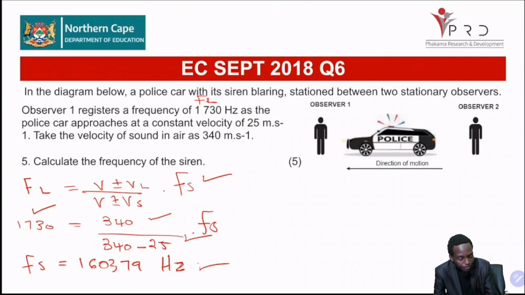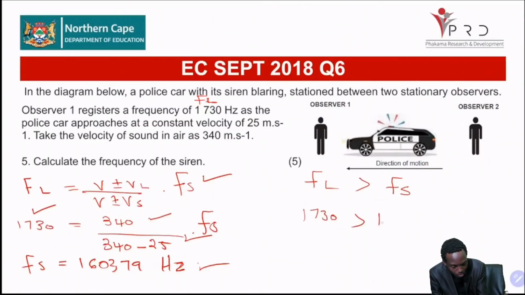So that's it. Now, before we move on, let's see if it makes sense. When I started out, I said the expectation is that the frequency of the listener must be more than the frequency of the source, right? 1730 is indeed more than 1602,79. So we are consistent.